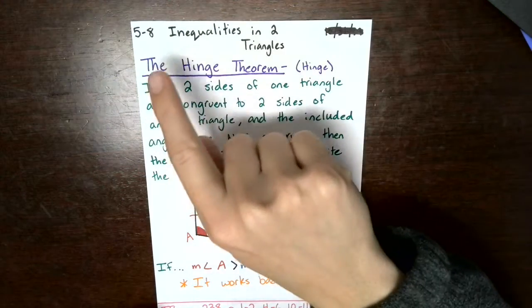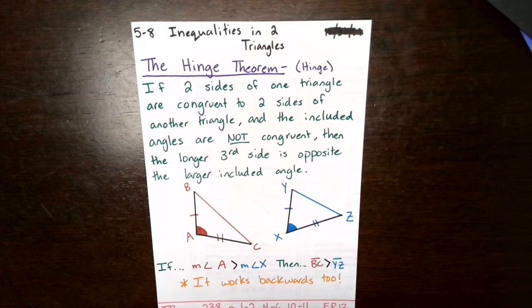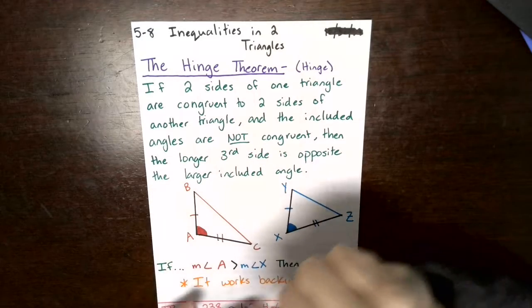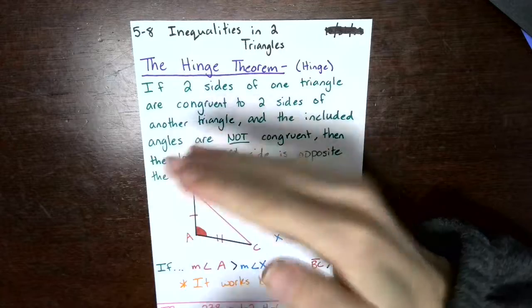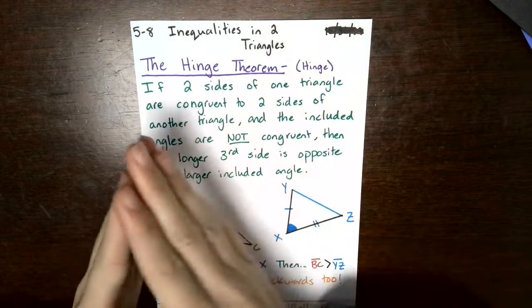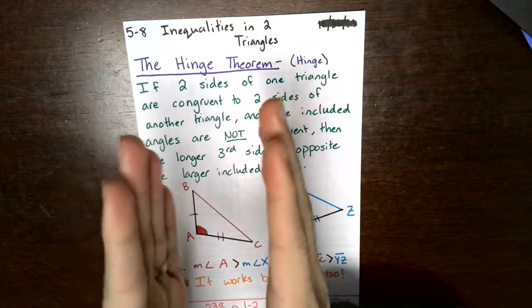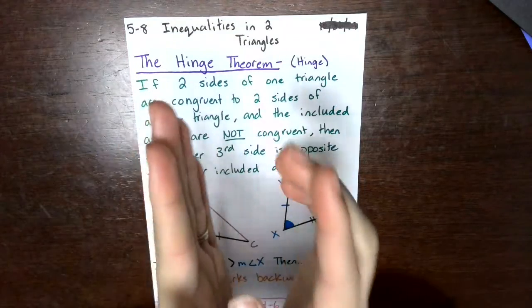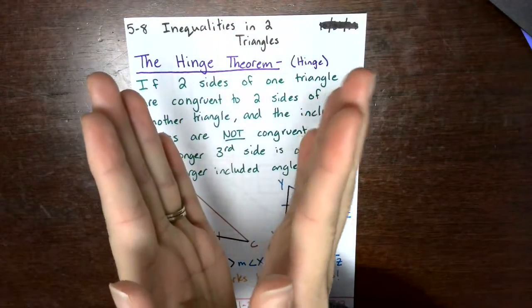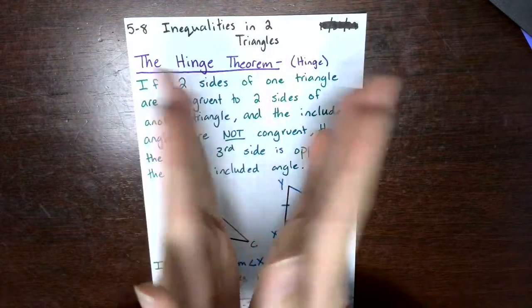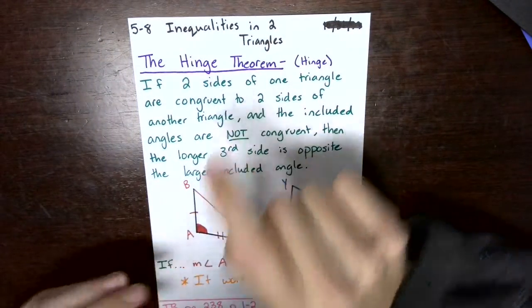Okay, so for 5-8, inequalities in two triangles, it's just one concept. It's a really easy day today. It's the hinge theorem. So think about the hinge of a door and how it opens the door, and the gap between the door and the door frame gets bigger the bigger the angle is that the door is open. So that's where we get this hinge theorem from.